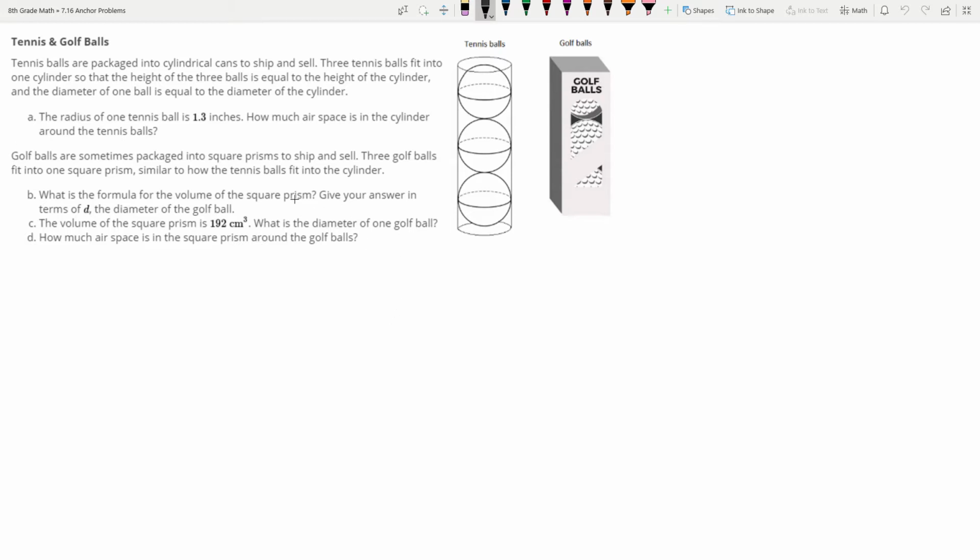Tennis and golf balls. Tennis balls are packaged into cylindrical cans to ship and sell. 3 tennis balls fit into one cylinder so that the height of the 3 balls is equal to the height of the cylinder. And the diameter of one ball is equal to the diameter of the cylinder. So let's focus on the tennis balls first in part A. The radius of one tennis ball is 1 3/10 inches. How much airspace is in the cylinder around the tennis balls?